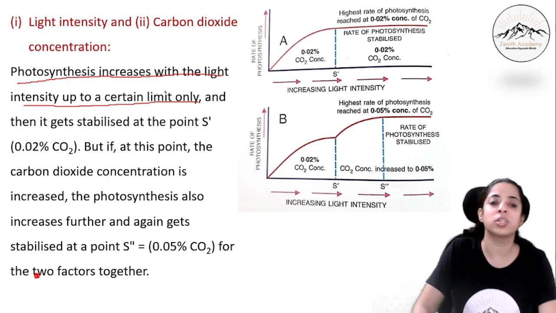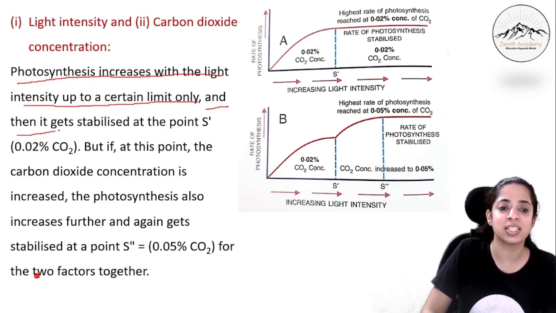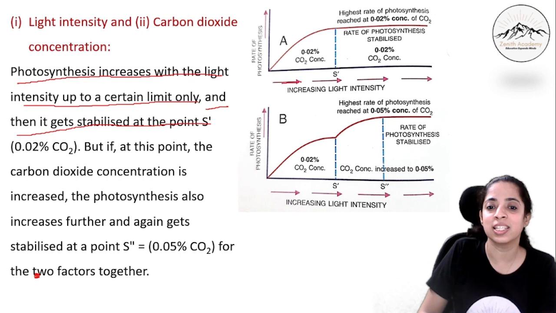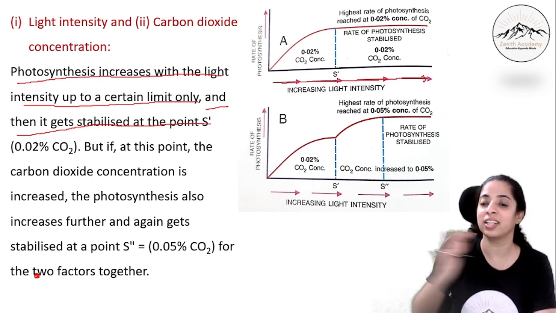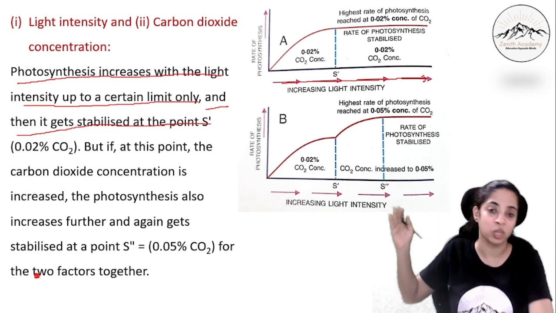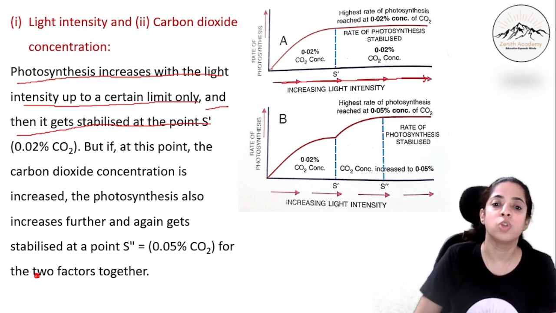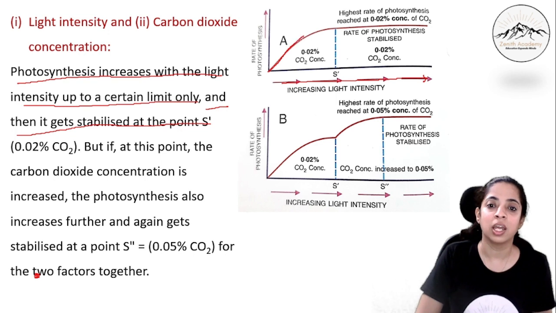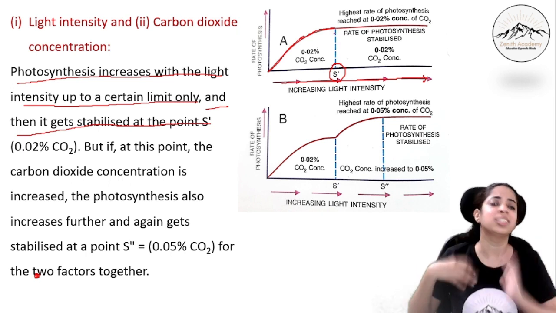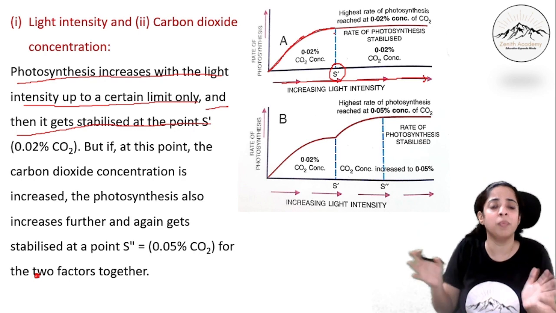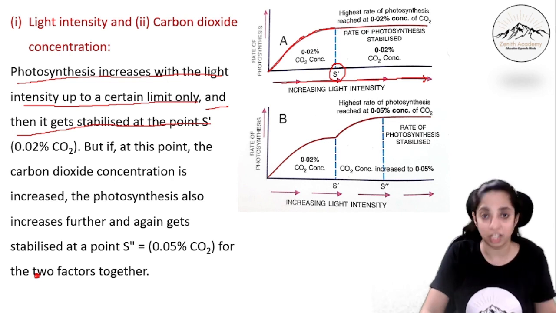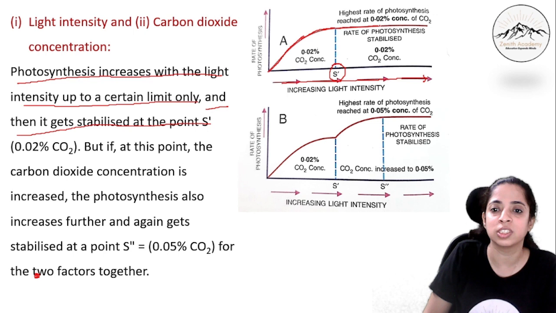But it will increase up to a certain limit only, and then it will get stabilized at point S dash. If you see the first diagram, on the x-axis the light intensity keeps on increasing as you go towards the right, and this is the rate of photosynthesis. Initially when the light is increasing, the rate of photosynthesis is also increasing. Now it becomes stable after a certain point S dash. After this, even if you keep on increasing the light, the plant has a certain limit, so the rate of photosynthesis will not increase. Here you can see the rate of photosynthesis is stabilized.